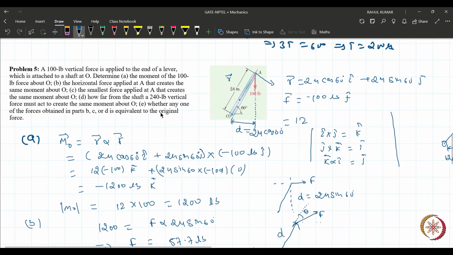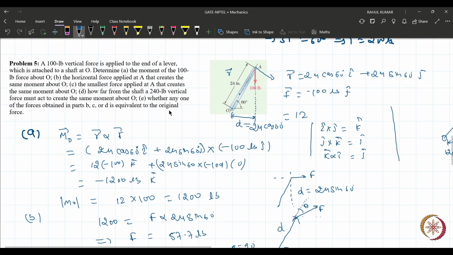Now I will give you the E part. You can think about it: whether any of the force obtained in the parts is equivalent to the original force. Can you tell me the answer?